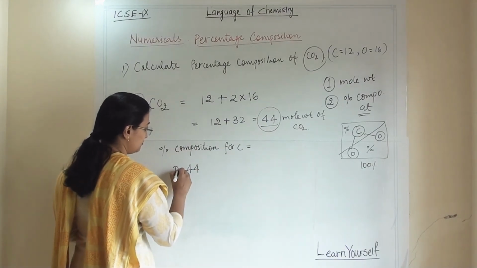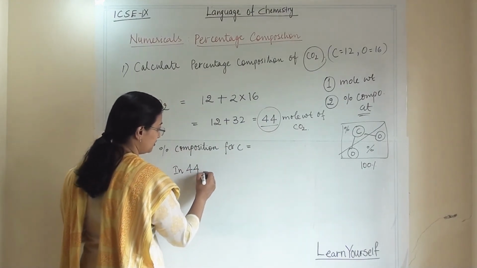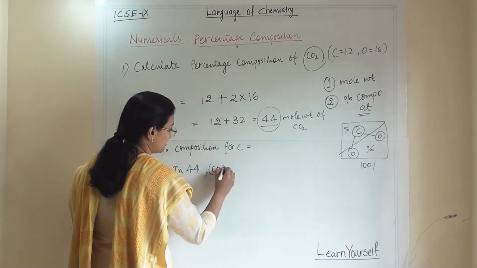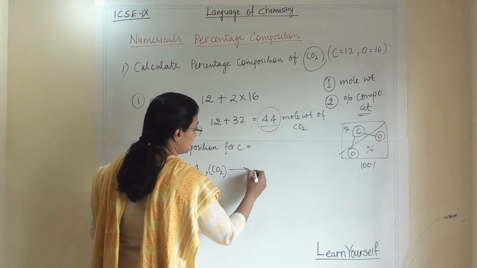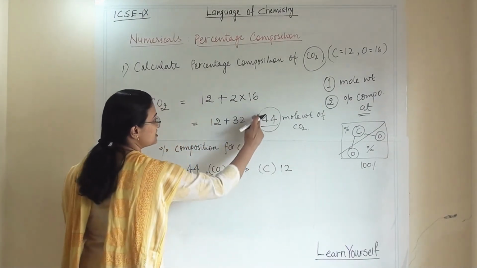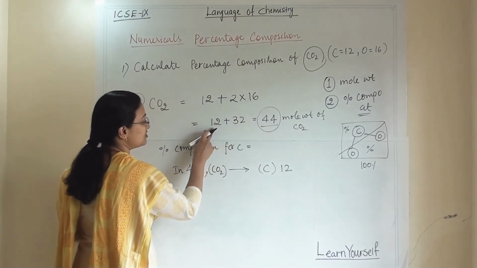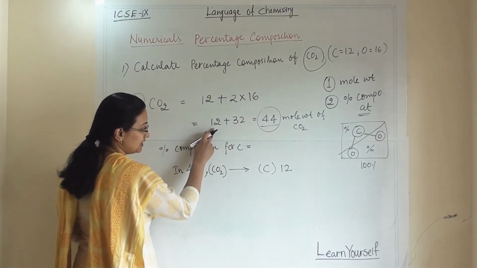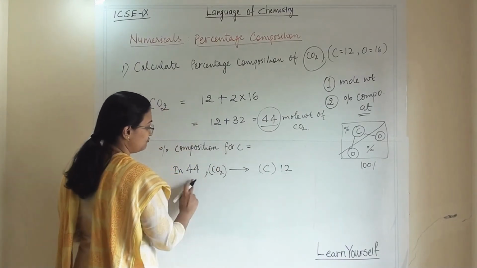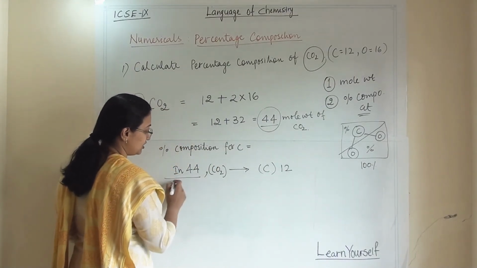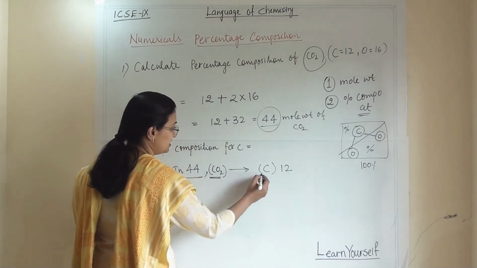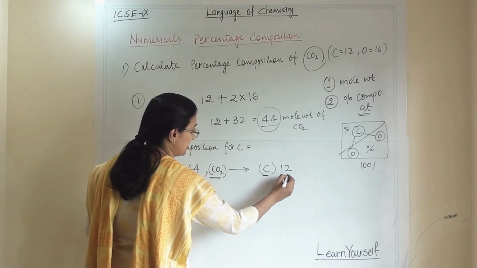So in 44, that is carbon dioxide, the carbon is 12. In this total 44, how much carbon is there? It is 1. And what is its atomic weight? 12. So in 44, in the total molecular weight, that is our carbon dioxide, our carbon is 12.